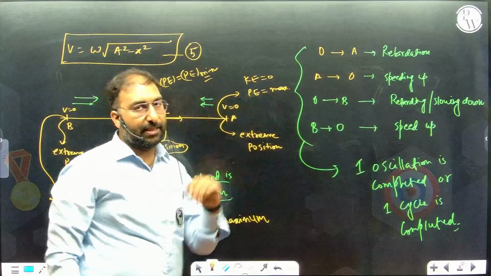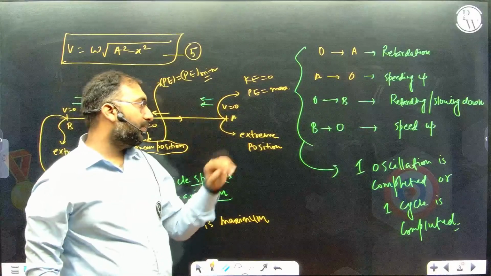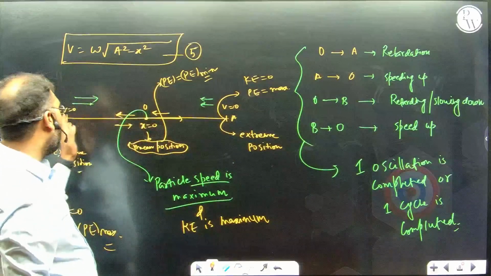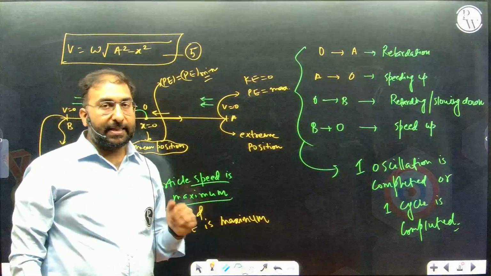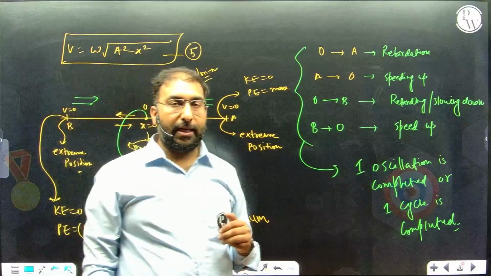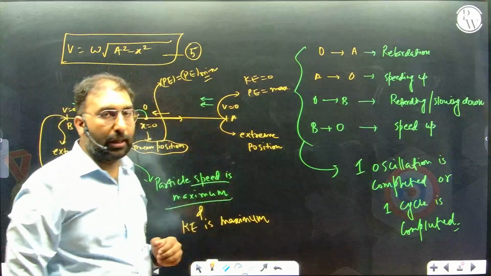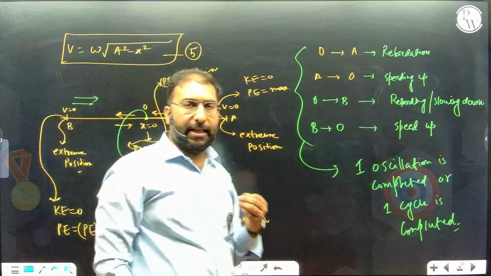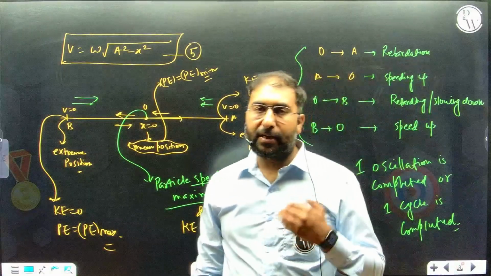At the extreme position you will find the kinetic energy to be 0 and the potential energy to be maximum. So while the particle goes from the mean position towards the extreme position, its potential energy increases. Here also the potential energy is increasing and the kinetic energy is 0. Since there is no damping, the total energy has to be conserved. So if you find the total of both energies, kinetic and potential, at any point during its SHM cycle, you will find it to be a constant.